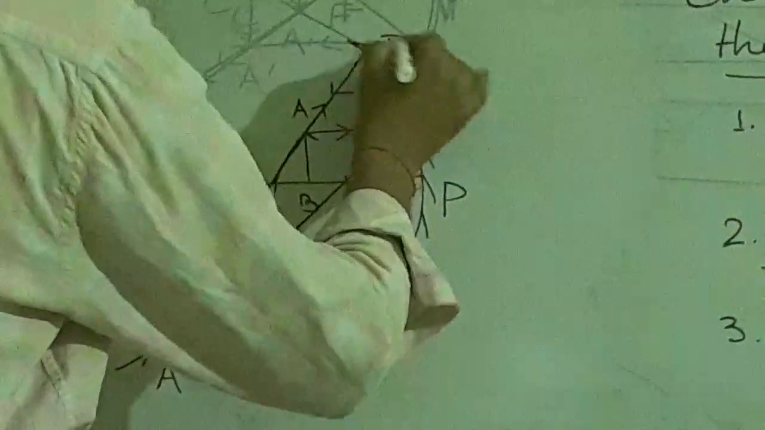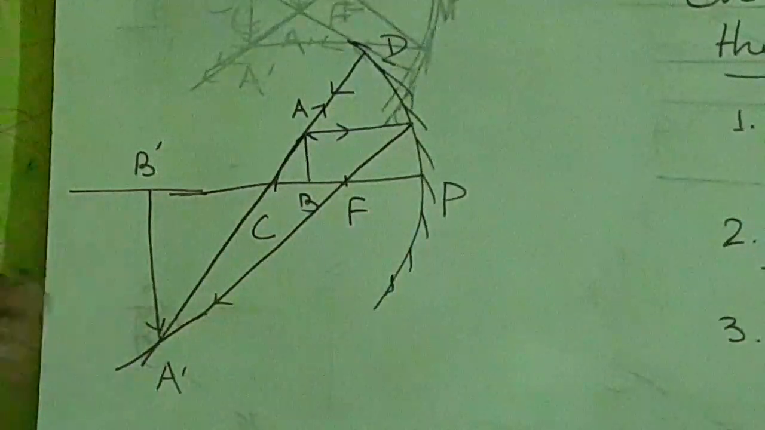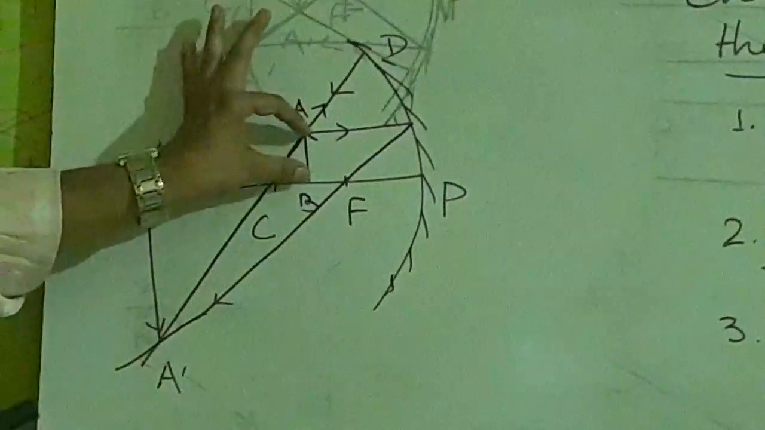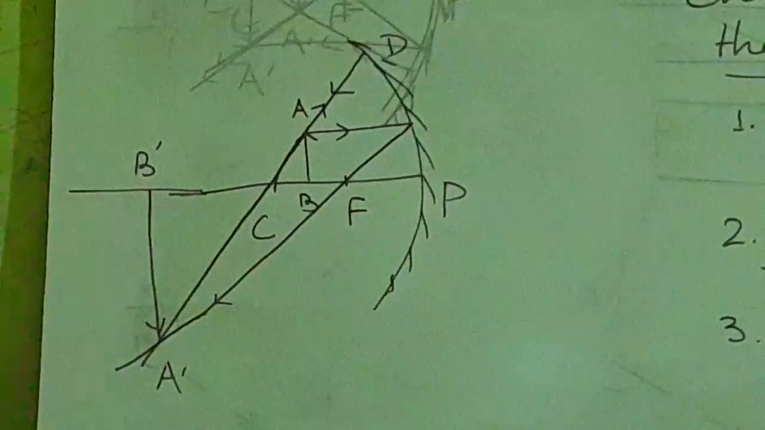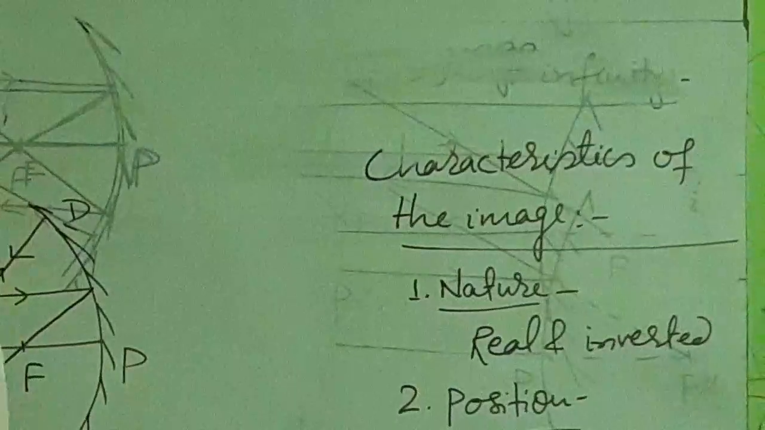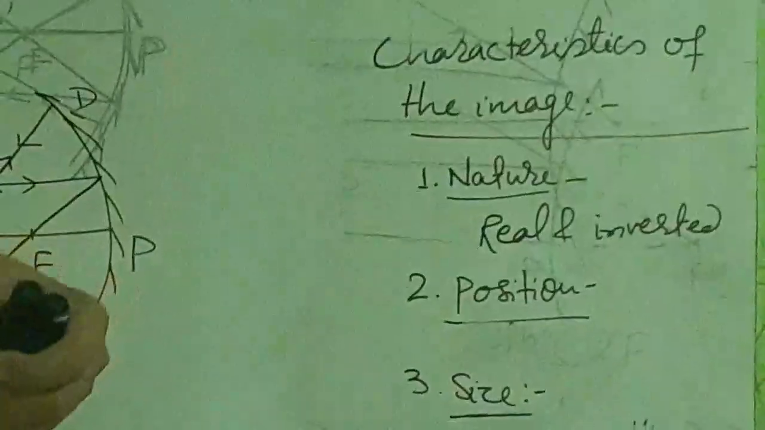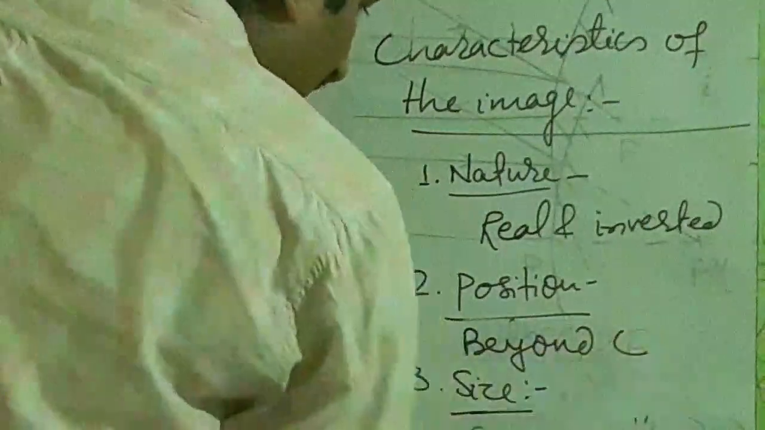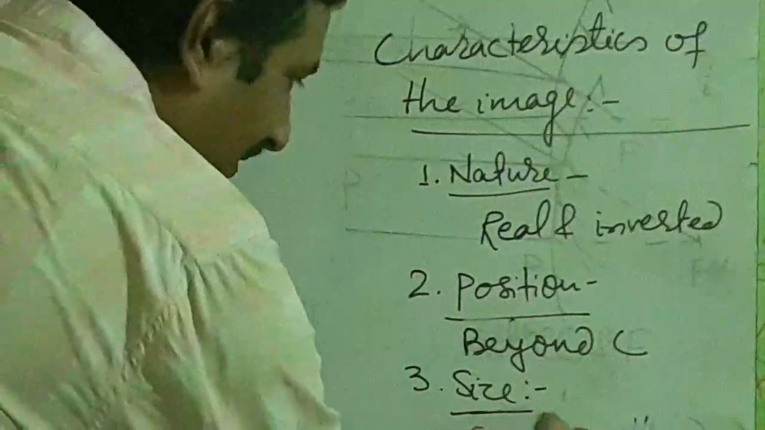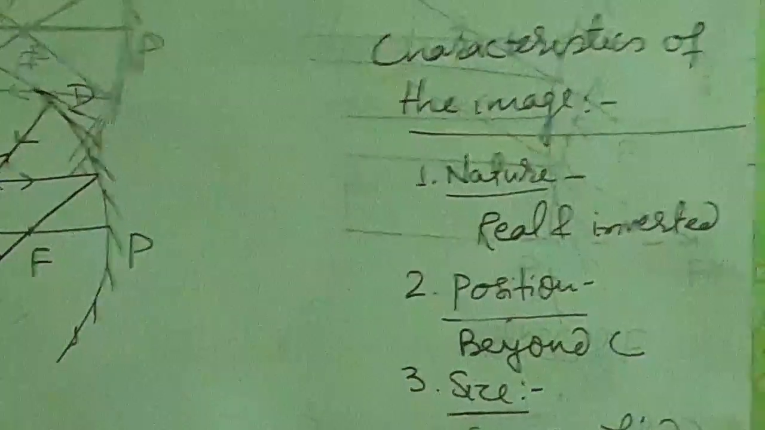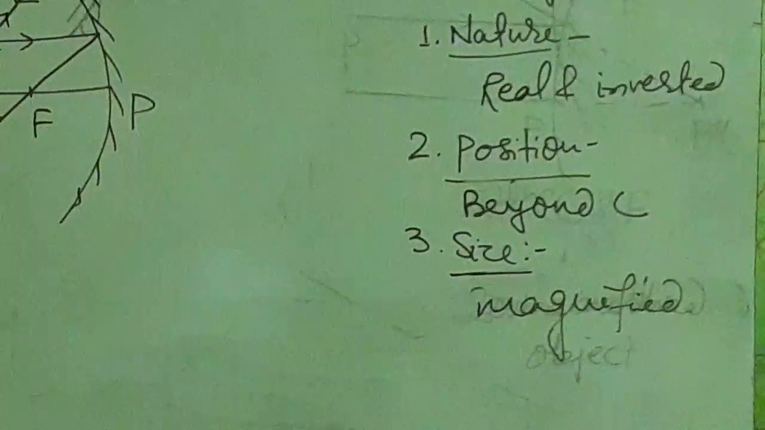Now see, again the image is real and inverted. Position is beyond C and it is magnified. This is the object and this is the image. Means the image is magnified. So the nature is real and inverted, position is beyond C, and size is magnified. So this is the fourth case. Are you understanding? Size is magnified.